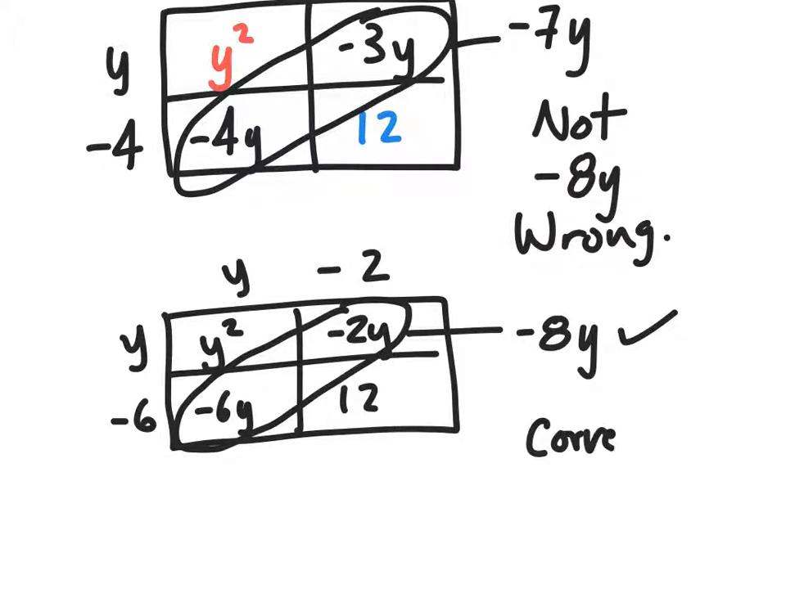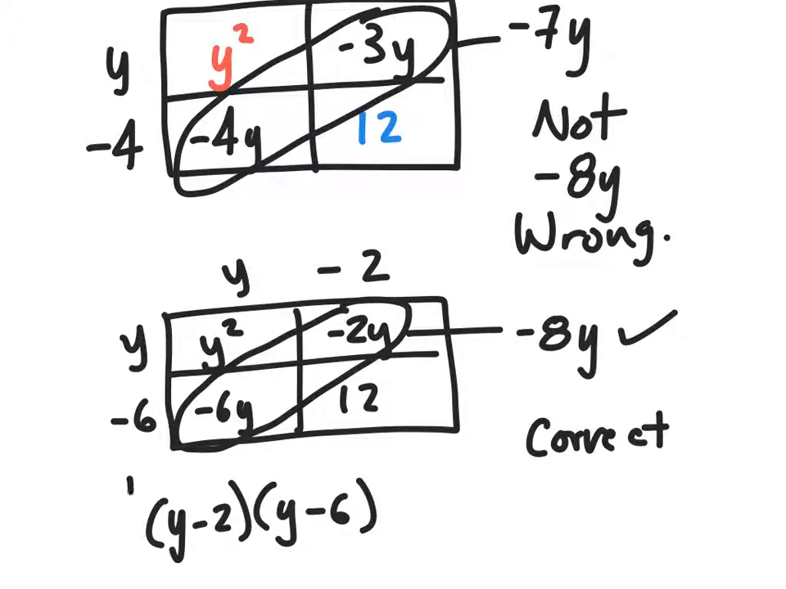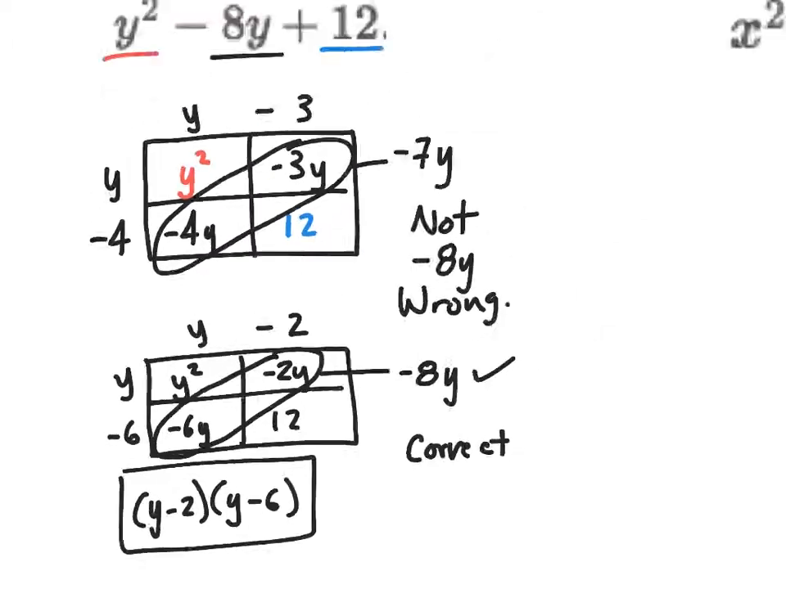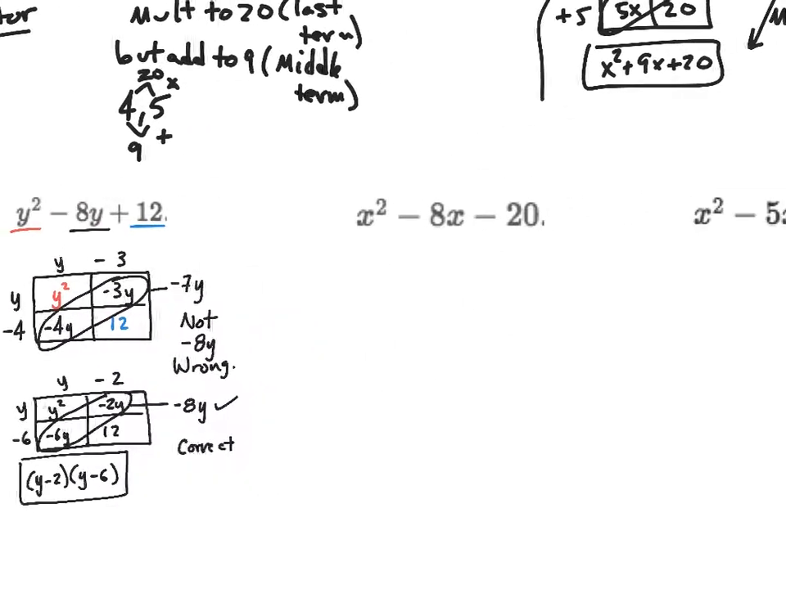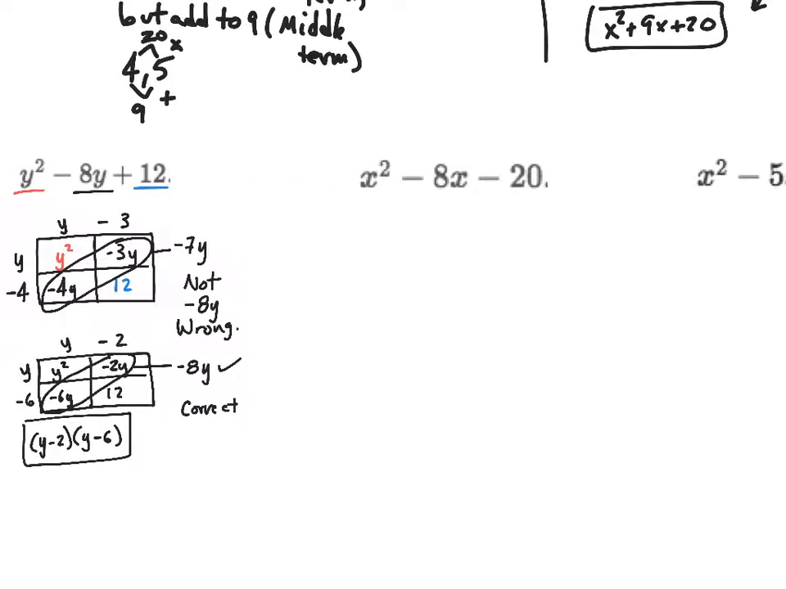All right, and I factored that correctly. So all I just need to do is write it out as y minus 2 and then y minus 6, and we're good. Okay, and that's my answer. All right, let's take a look over here at this one.